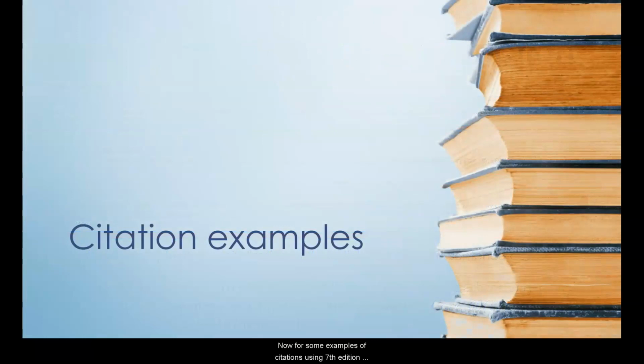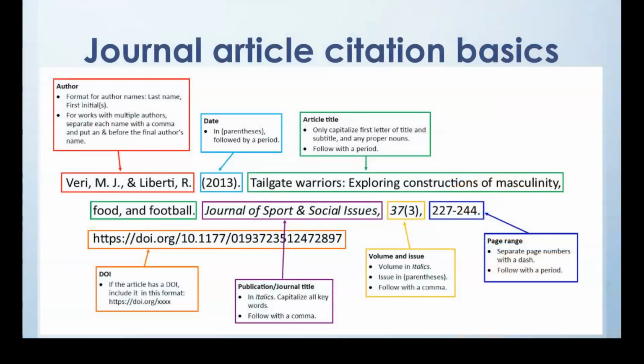Now for some examples of citations in 7th edition APA citation style format. Here is a journal article citation. The various components that make up the citation are color-coded, with some details on what to pay attention to when creating a journal article citation.